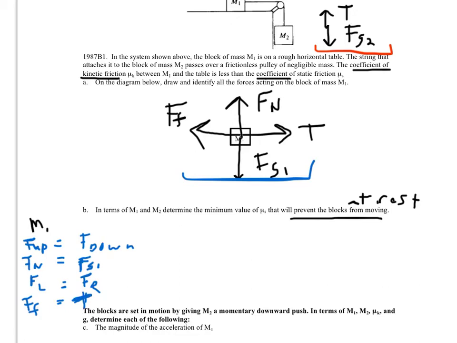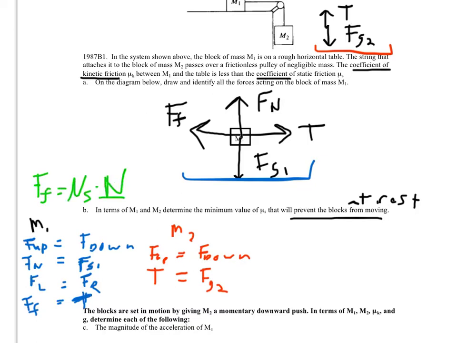Now I'm looking at box 2. It only has up and down forces, so up equals down. Tension equals weight for box 2. I want mu s. So if I think about the equation that involves mu s, that's force of friction equals mu s times the normal force. So I need to know the normal force and the force of friction. Well, normal's right here, friction's right here, and I need them in terms of m1 and m2. So let's get busy and change these equations into m1 and m2 and see what happens.